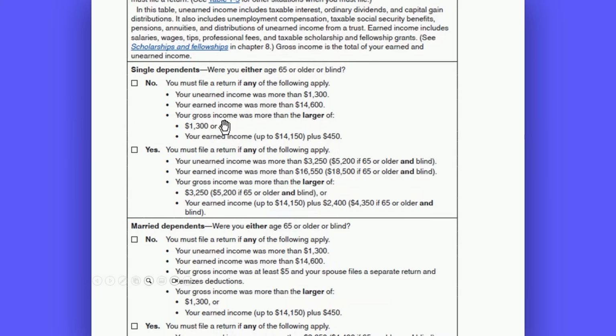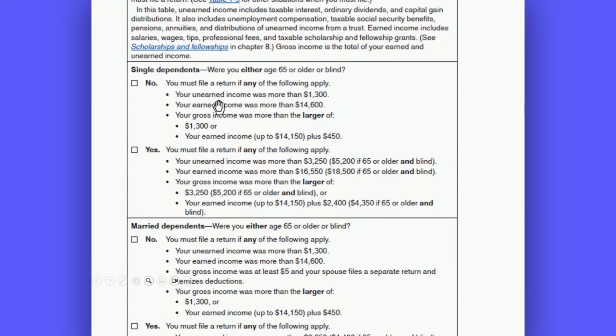a tax return. So this third category sounds a little bit convoluted, but they're just trying to catch the people who don't quite fall into the unearned category of $1,300 or more, and they don't quite fall into the earned income of $14,600 or more, but they've got a combination of earned and unearned income that is large enough that they need to file a return. That's who this is talking about.